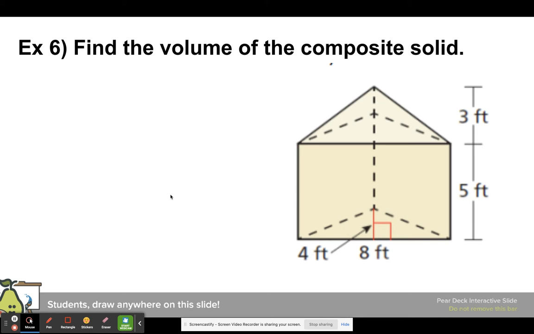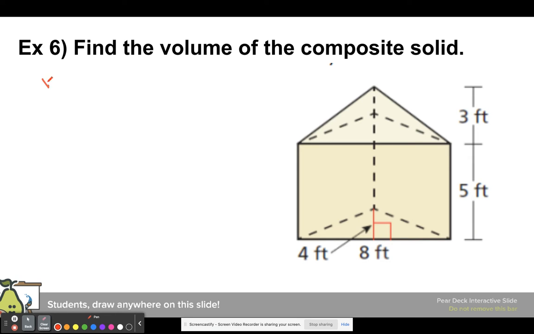Go ahead and find the volume of this composite solid. Noticing we have here a triangular prism as well as a triangular pyramid. We are going to take the volumes of these two shapes, and once we find the volume of each, we'll add them together to find the complete volume of the composite solid. Starting with the volume for my prism here.